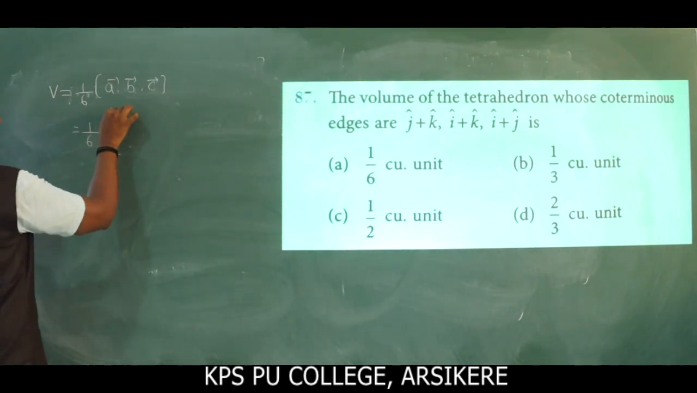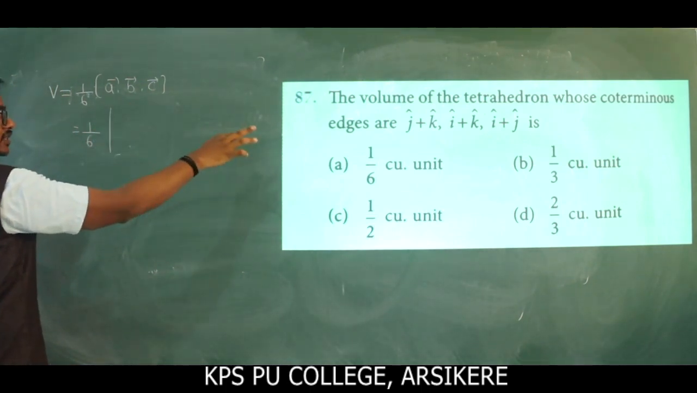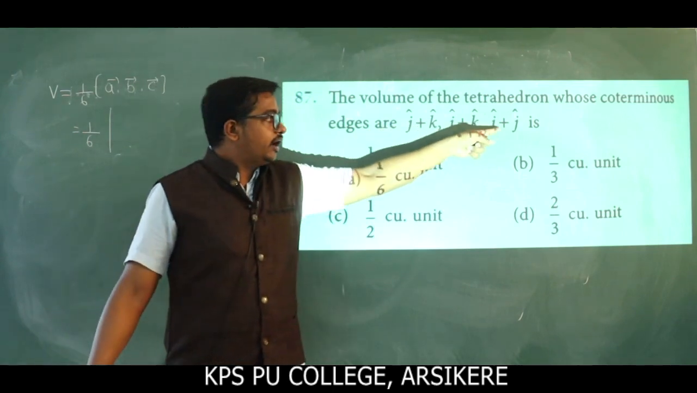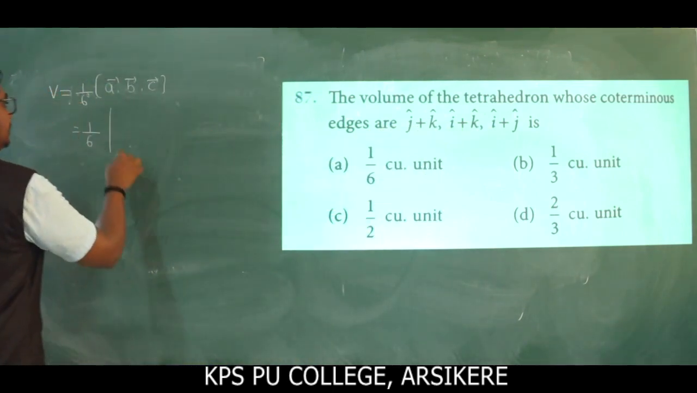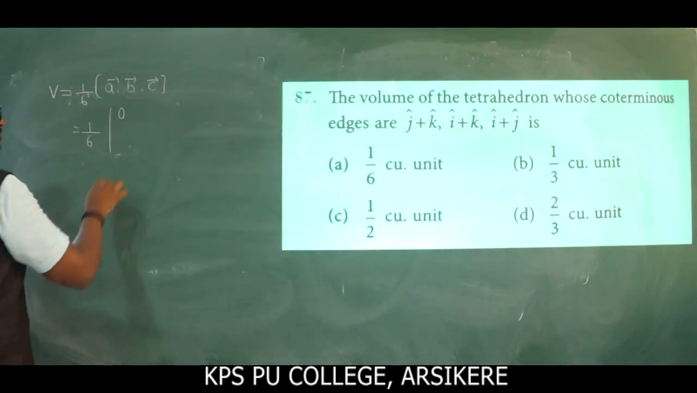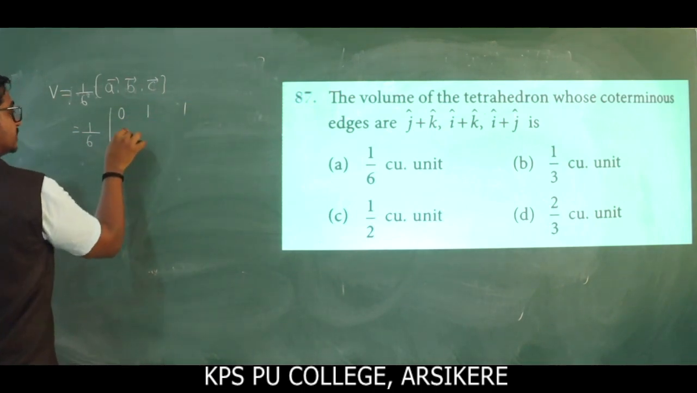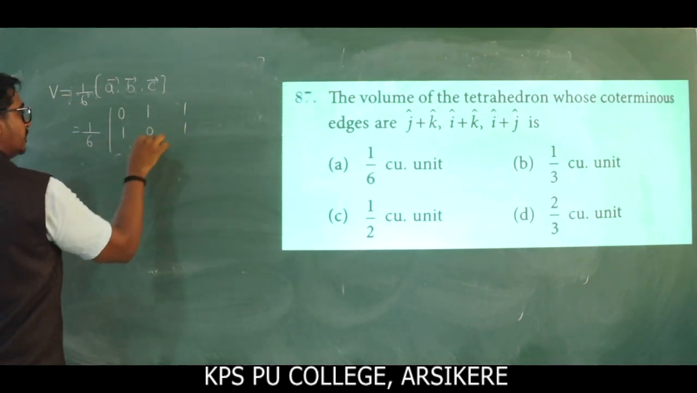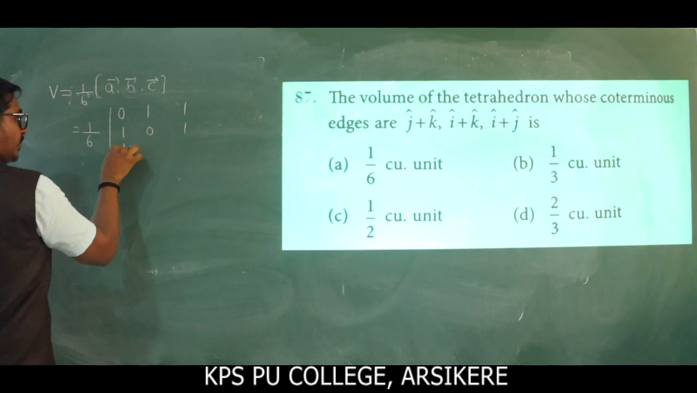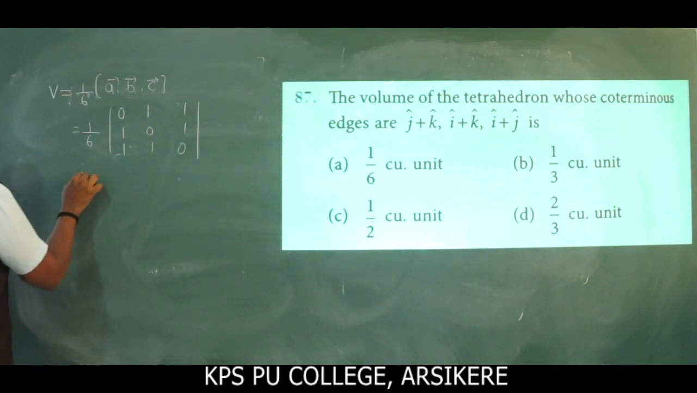Take the given vectors A, B, C, they are the coterminous edges of the tetrahedron. Similarly, in the case of a parallelepiped, that is also coterminous edges. So this becomes the first vector, take this as vector A, vector B and vector C. In the first vector the i component is 0, i is absent there. This is 1, this will be 1. Second one 1 0 1. Third one 1 1 0. Just expand the terms here.